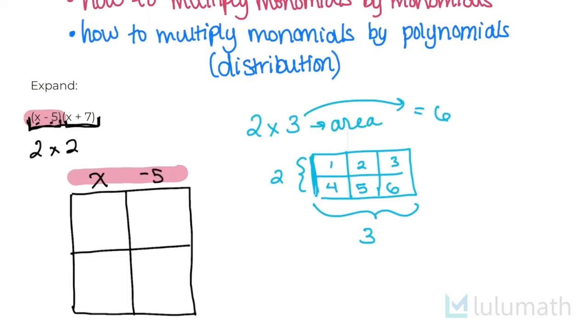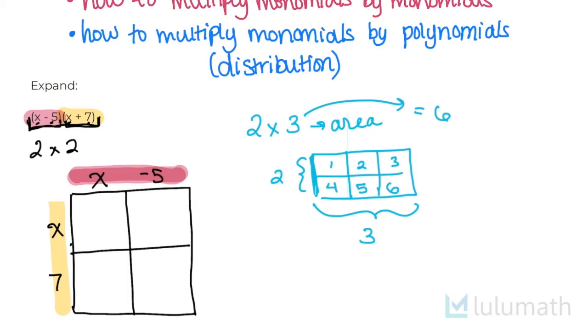Okay? Then I have a second binomial that is x plus 7. And since I put this x minus 5 on top right here, I'm going to put this x plus 7 on the side over here. So this is x, my first term right here, and my second term is a 7. Well, I want to figure out what the areas are going to be.